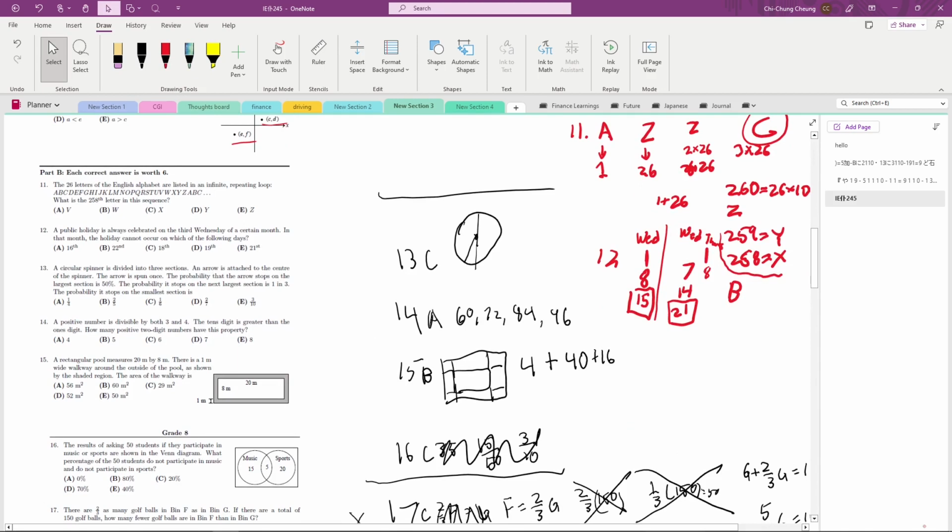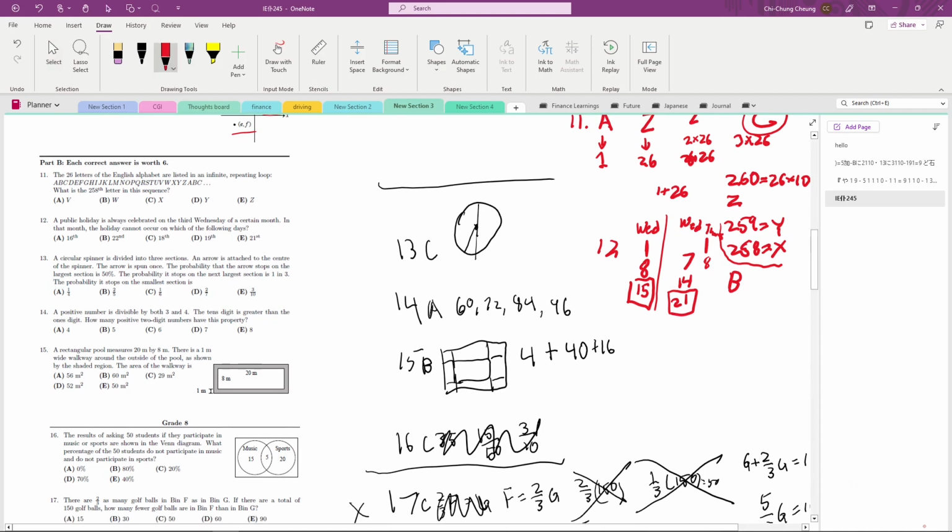Next, 13. Circular spinner divided into 3 sections. The largest is 50, next is 1 in 3. So actually, this diagram is kind of correct.